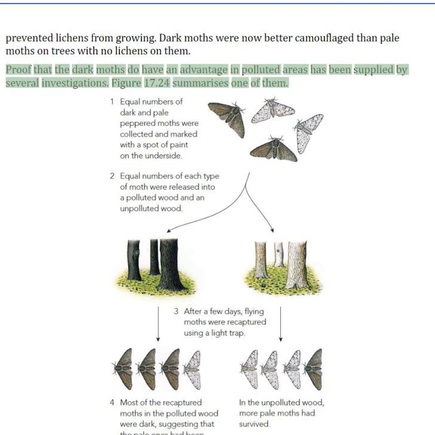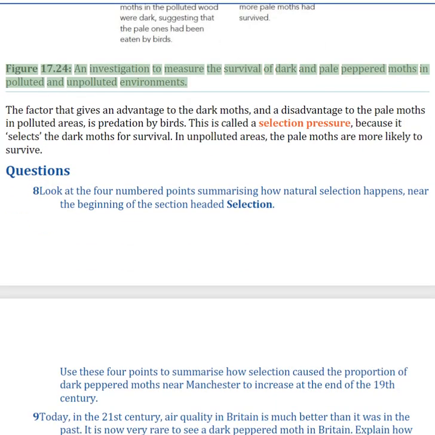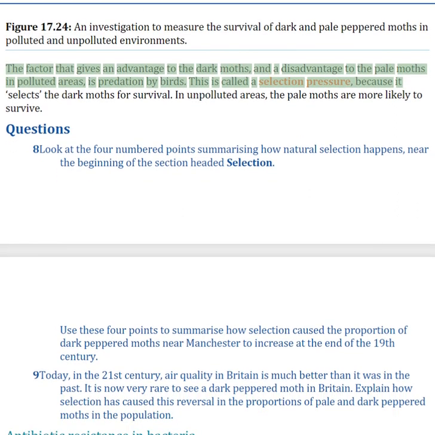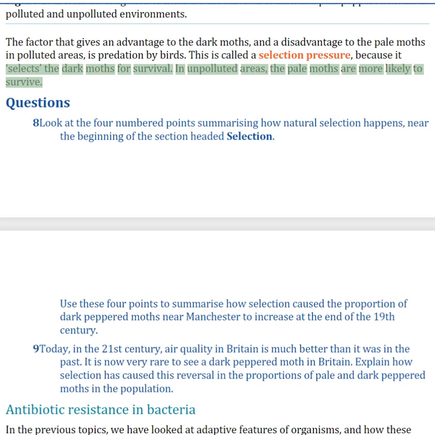Proof that the dark moths do have an advantage in polluted areas has been supplied by several investigations. Figure 17.24 summarizes one of them. Figure 17.24, an investigation to measure the survival of dark and pale peppered moths in polluted and unpolluted environments. The factor that gives an advantage to the dark moths and a disadvantage to the pale moths in polluted areas is predation by birds. This is called a selection pressure because it selects the dark moths for survival. In unpolluted areas, the pale moths are more likely to survive.